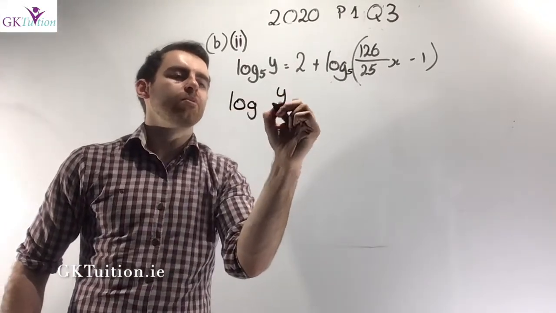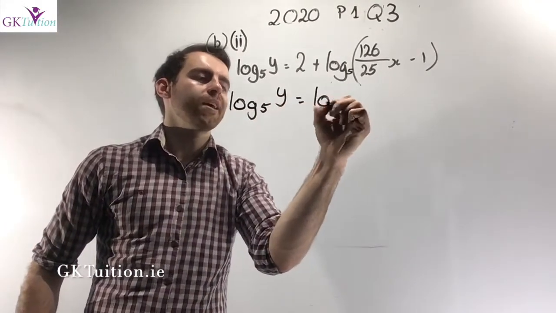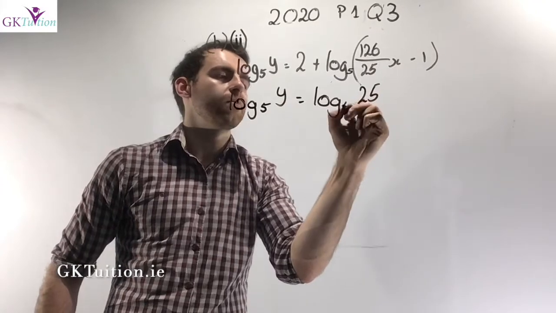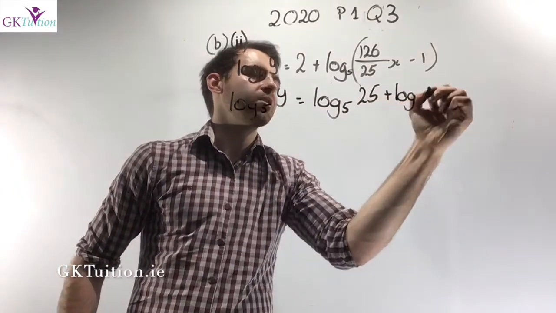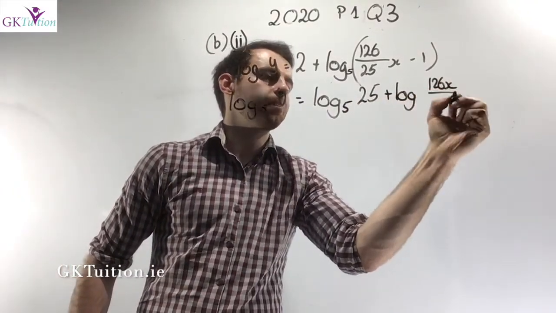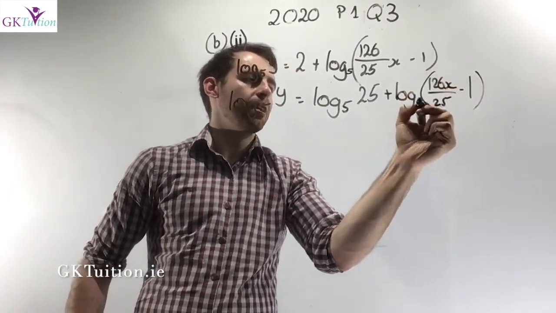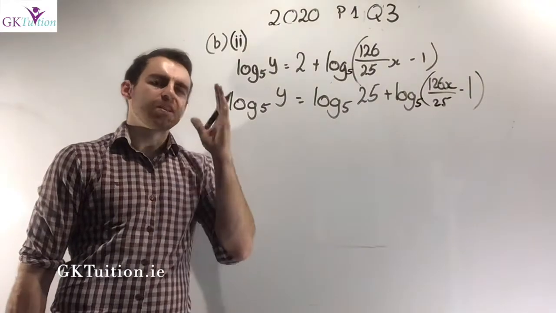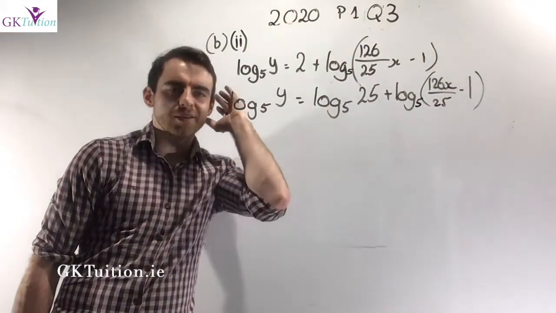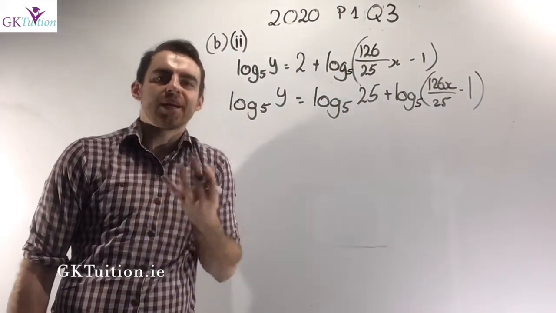Obviously I do nothing with the left hand side, but on the right hand side I have a log of 25 to the base 5, and then the second term is going to stay the exact same. Now, my goal here is to eliminate the logs. Once I have a log to the base 5 on the left and one log to the base 5 on the right, I'll be able to eliminate the logs.